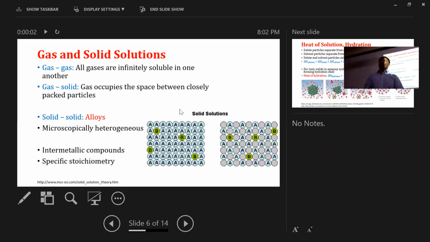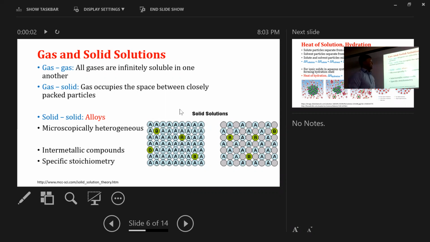So the properties we are discussing in this course or in future, if we consider any gas which is ideal, we will always consider that the concentration of the gas is very low and the pressure is very low. So the molecules are very few, the gas concentration is very low, and also the pressure is very low. Okay, so all gases are infinitely soluble in one another. That means if you have different types of gas, you can mix them in any ratio.